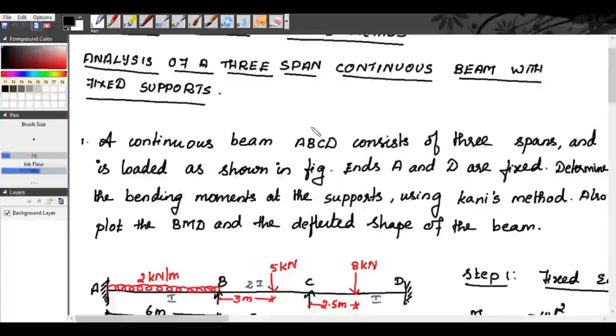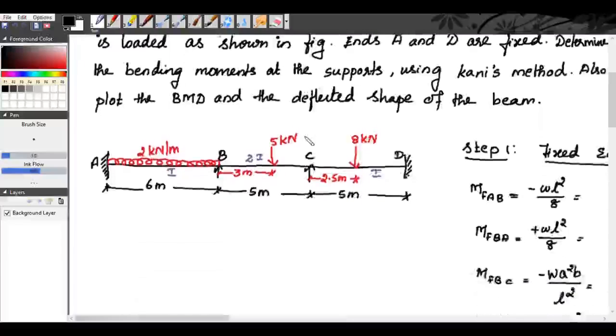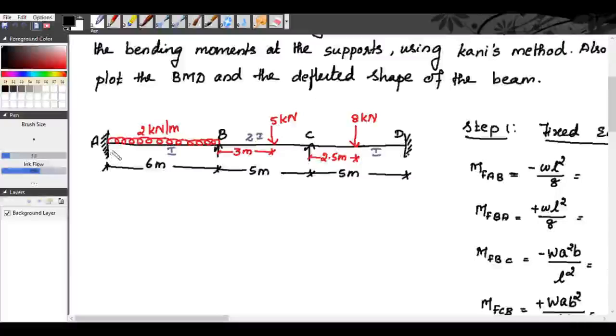So last class we saw the step-by-step procedure how to analyze an indeterminate structure using Kani's method. So our given problem is a 3-span continuous beam ABCD. So AB is one span, BC is another span and CD is the third span. The span lengths: AB is of span 6 meter, BC is of span 5 meter, CD is of span length 5 meter.